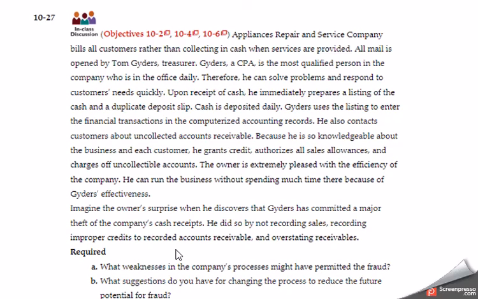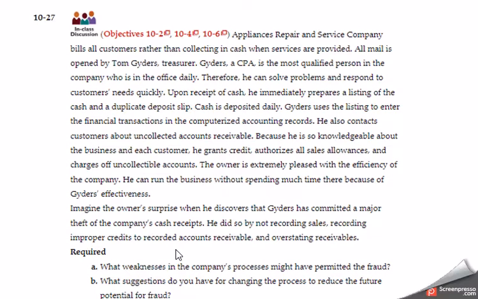Here is a real life scenario for Chapter 10, responding to fraud risks. So we have an appliance repair and service company that bills all customers rather than collecting cash when the services are performed. All mail is opened by Tom Guiders, who's the treasurer. Guiders is the CPA and is the most qualified person in the company who's in the office daily. Therefore, he can solve problems and respond to customers' needs quickly.